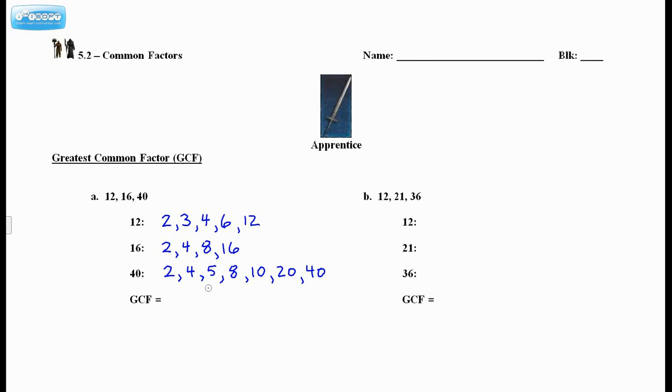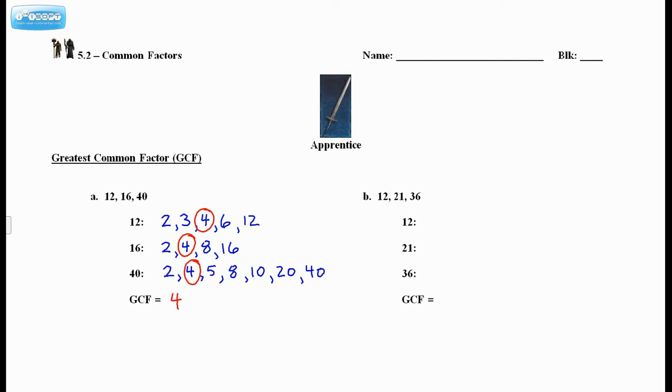We want the greatest common factor between all three. So just look for the number on this list that's the biggest that is shared by all of them. And I believe that is 4. So therefore the GCF is 4.